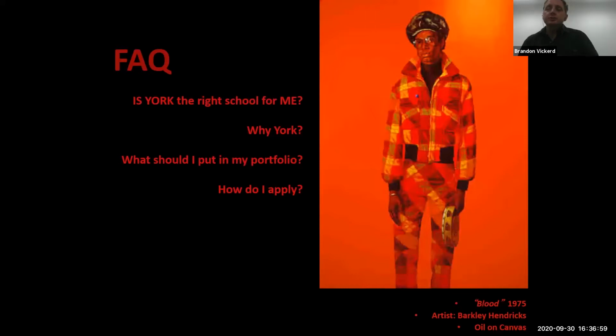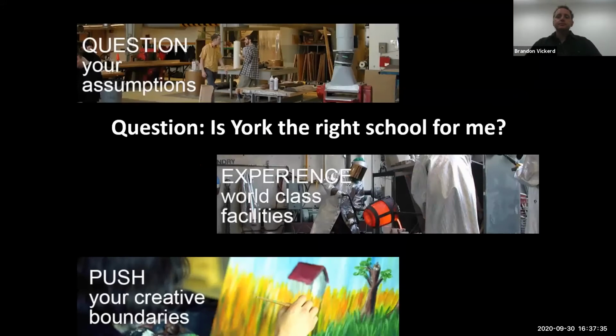So some of the questions or some of the ideas we're going to explore today are 4 main questions. And the first is York the right school for me? Why York? What should I put in my portfolio? And how do I apply? I'm going to answer these 4 questions because after years of doing these kind of presentations, these seem to be the most pressing concerns that students have. However, I want to make sure that everybody gets the answers they need at this stage. So please feel free to throw some questions into the Q&A or the chat, and I am glad to answer them as we progress through this presentation. So the first question is York the right school for me?